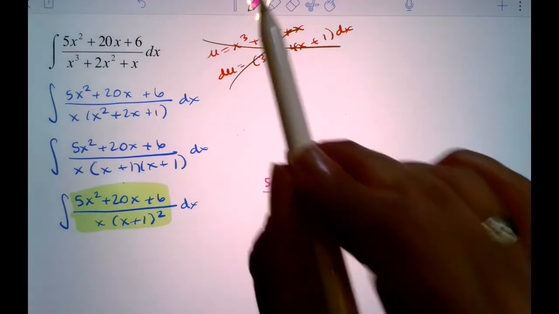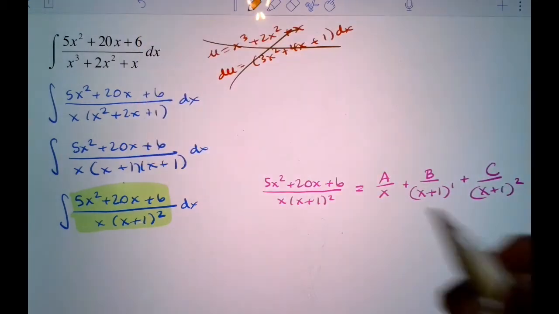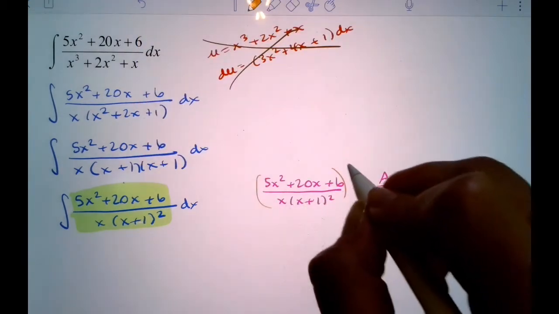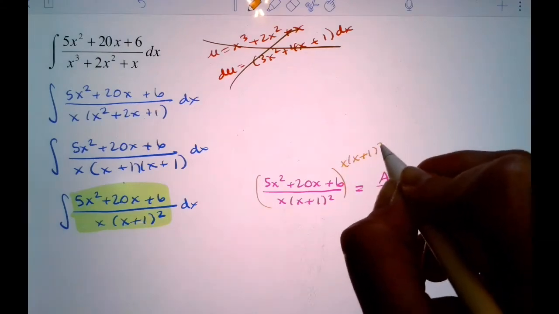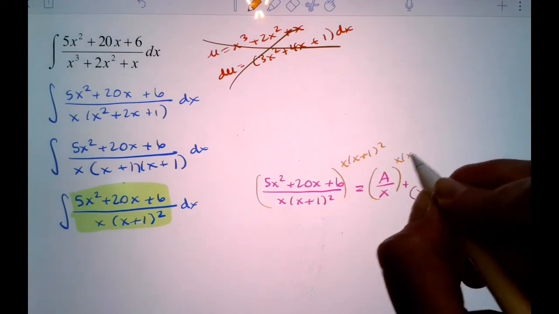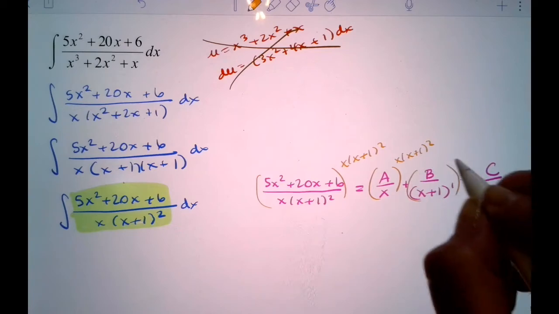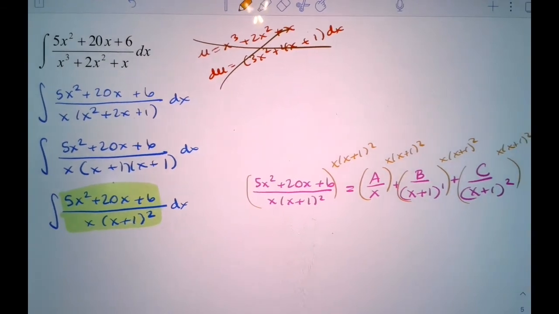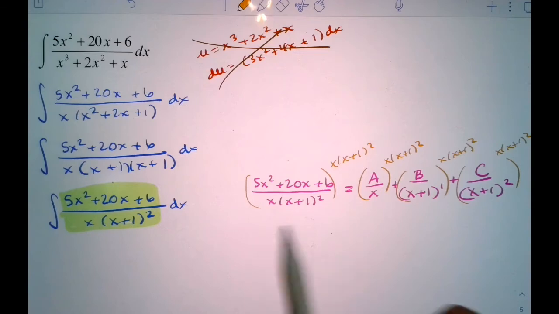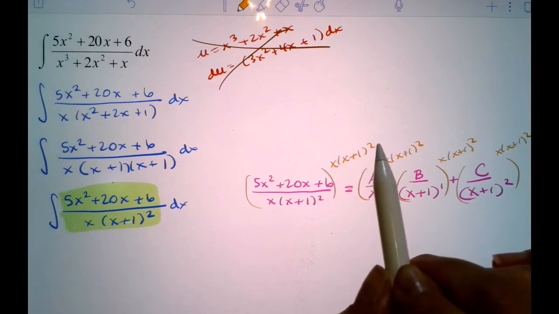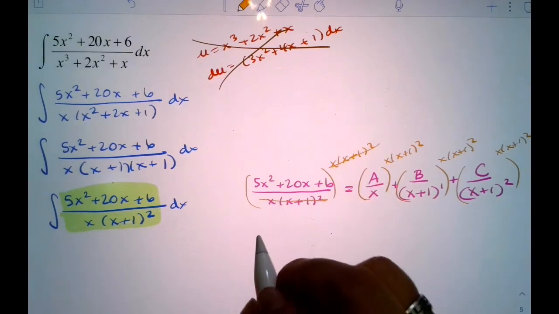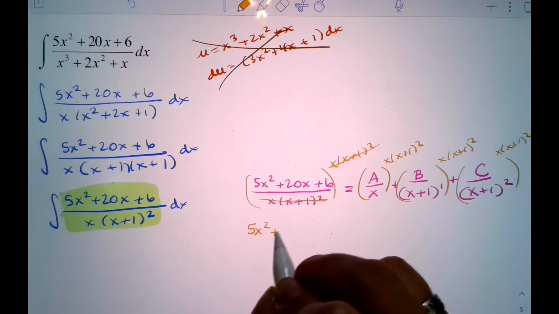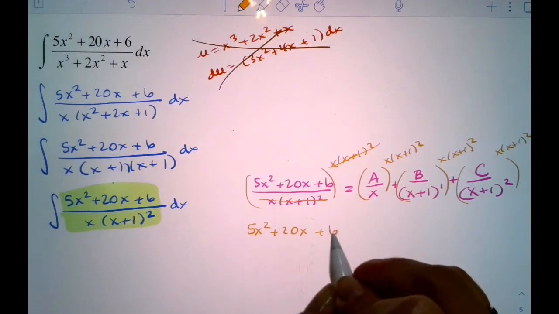I'm going to come at this the same way I did all the other guys. You're going to multiply everybody through by the LCD. Everybody gets hit with the LCD, and you see what gets left over in doing that. And we sort of take it from there. Okay, so on the left here, everything cancels. I'm left with the 5x squared plus 20x plus 6.